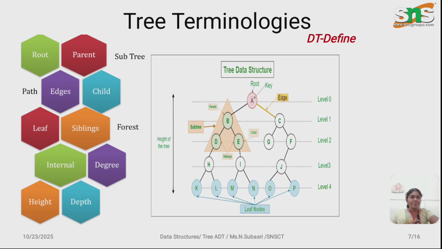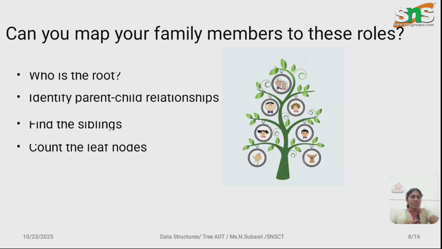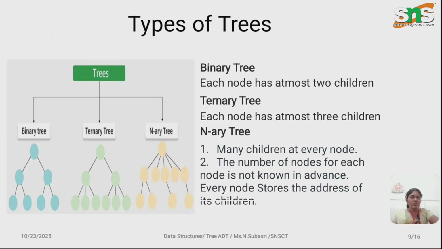So in the tree terminology, as we have mentioned earlier, we'll have a root node, then a parent node, and after that a child node. From the child node, we'll have siblings, and we'll have edges, leaves, and some internal nodes inside it. After that, we'll separate it as degree, height, and depth. This is how the tree data structure is separated, and how we are mapping these roles, from the root node till the sibling node.